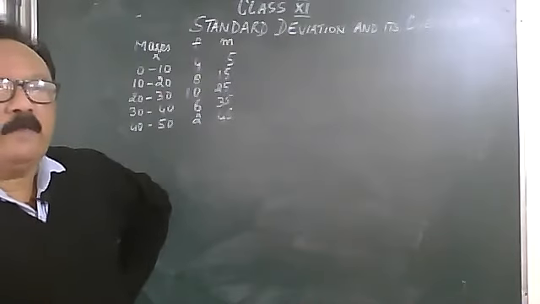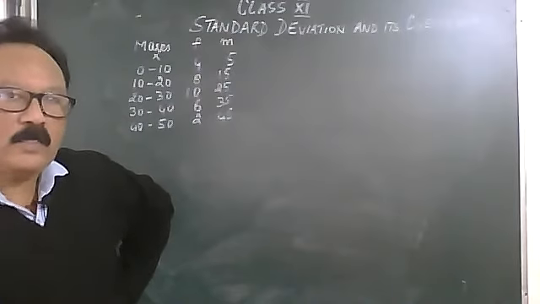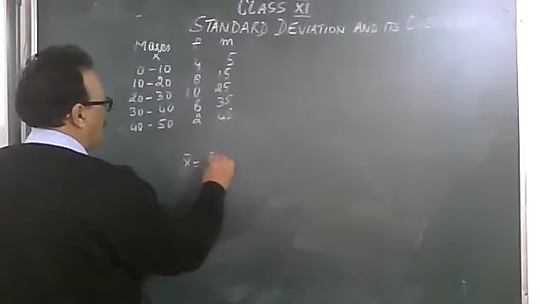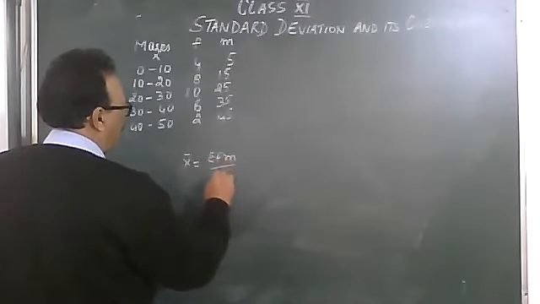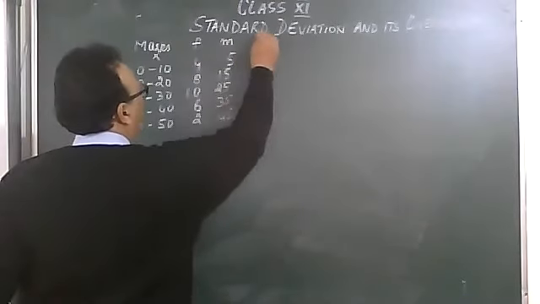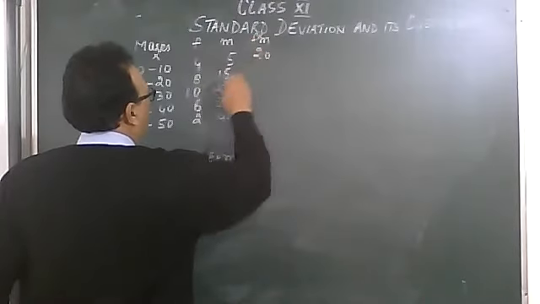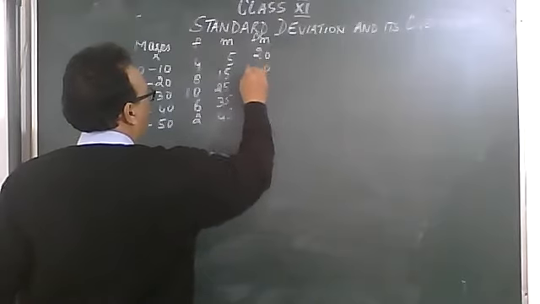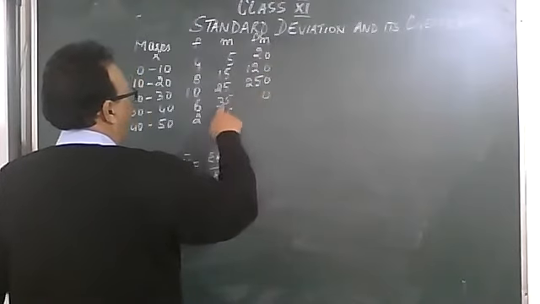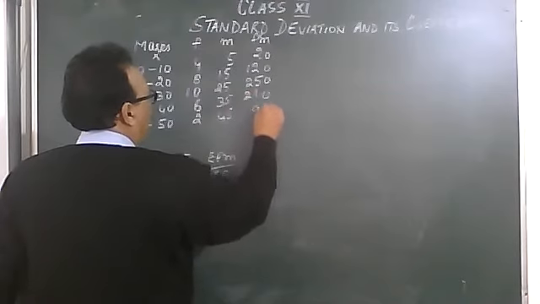Now we need to find, first of all, for the actual mean method, the mean. What is the formula for mean? Put it down. Mean is equal to sigma fm upon sigma f. So what do we need? fm. Multiply f with m. 4 5s are 20. 8 15s are 120. 10 25s are 250. 6 35s are 210. 2 45s are 90.